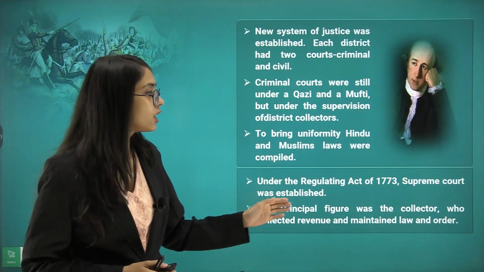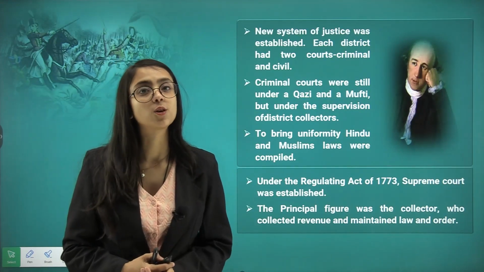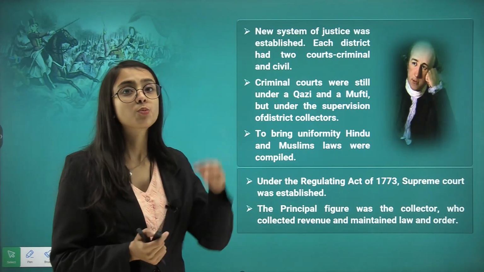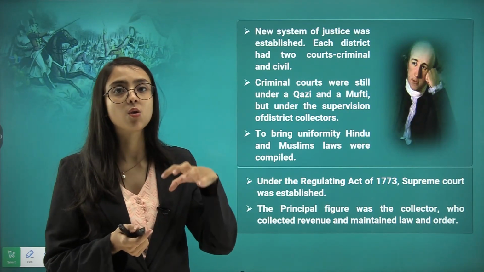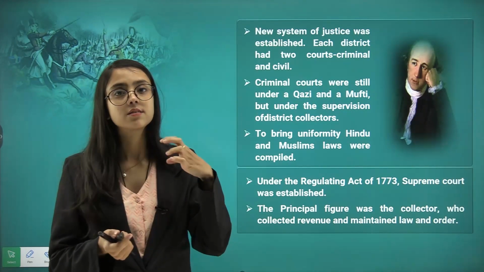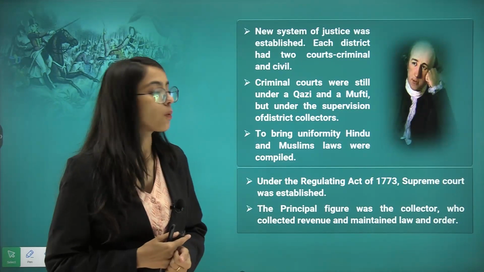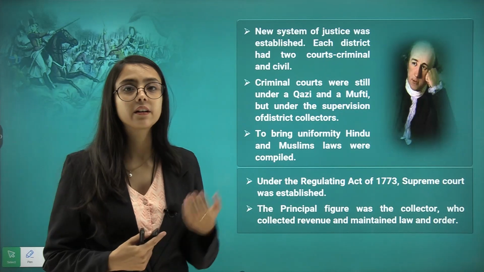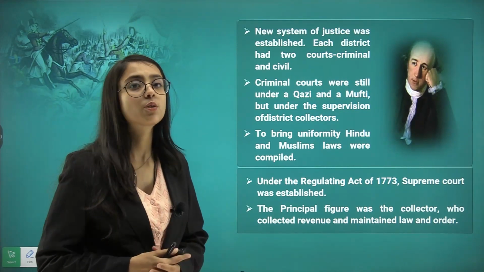Under the Regulation Act of 1773, a Supreme Court was also established. So the Supreme Court was the place where all the orders, court and law and order was maintained. So the principal figure was the collector, who collected revenue and maintained law and order in the presidency and provinces.